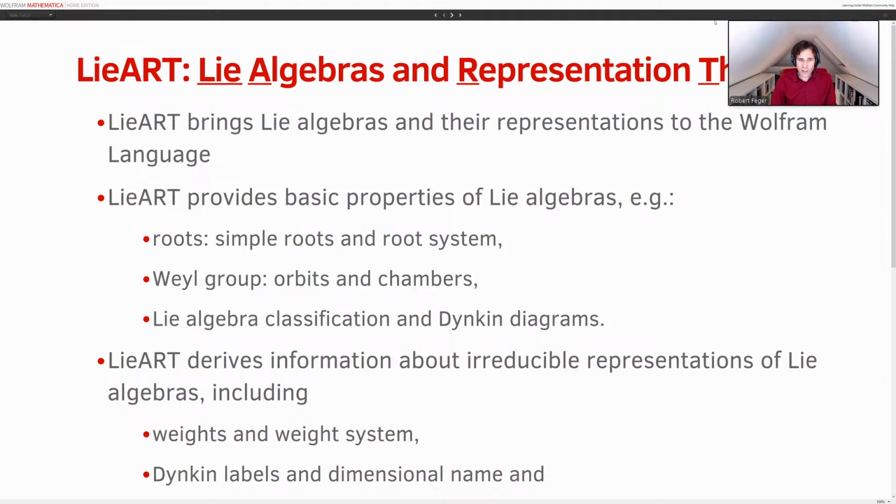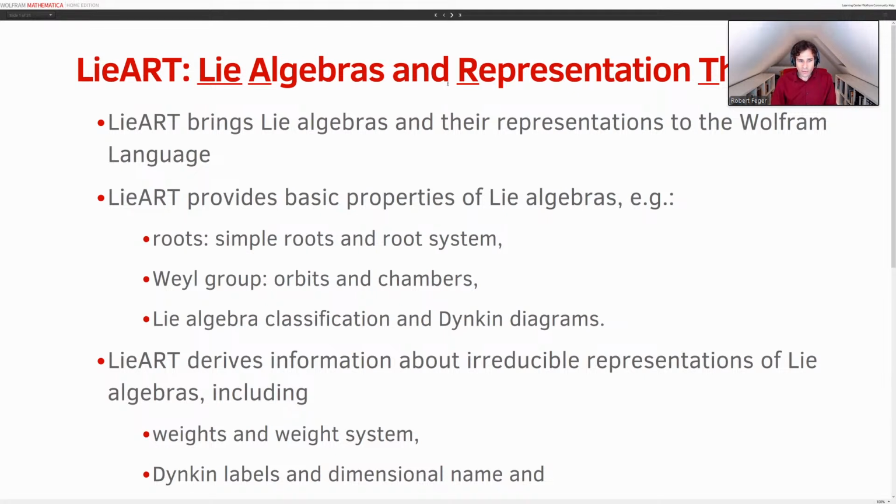LieART provides a lot of basic properties about algebras, such as simple roots, the root system, the Weyl group with its orbits and chambers in the root system. And it also gives you a lot of information about Lie algebra classification, especially it can plot Dynkin diagrams.